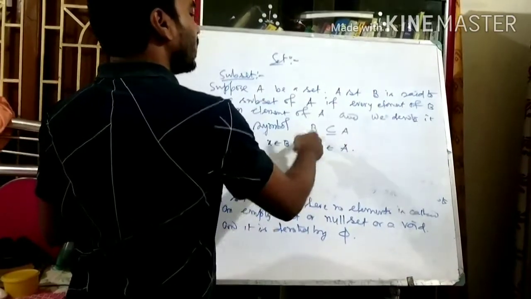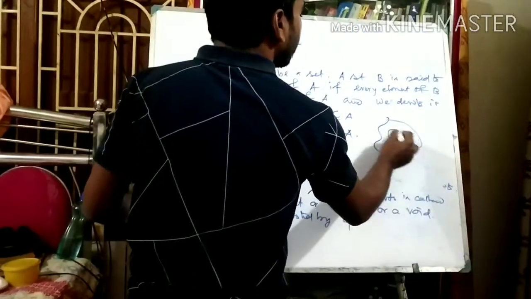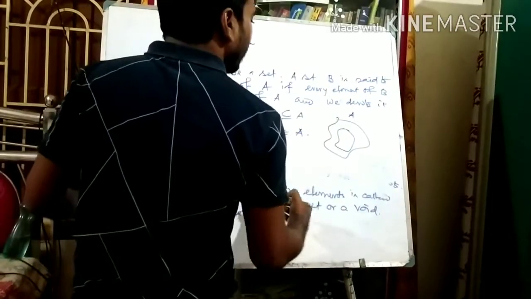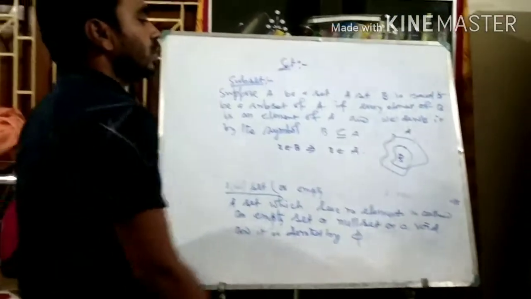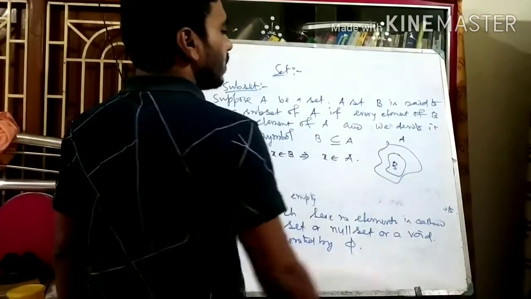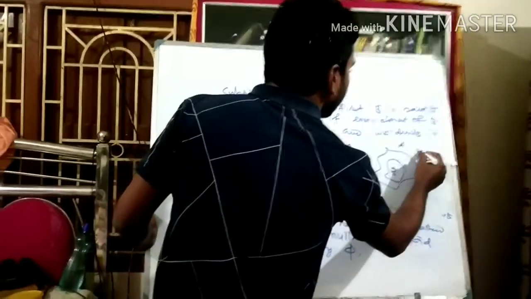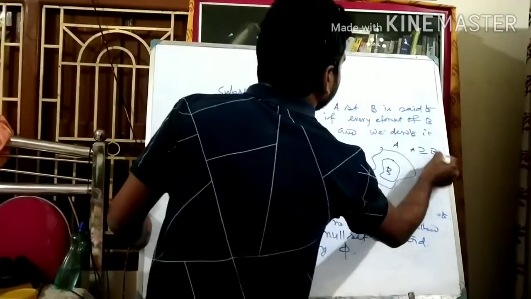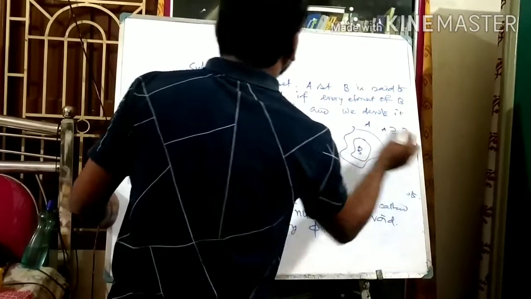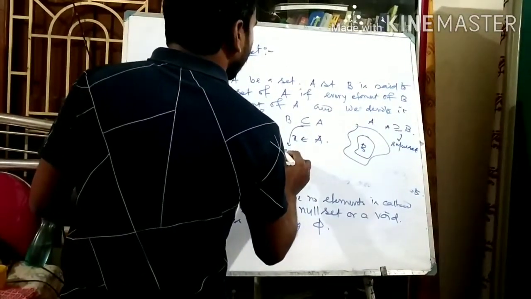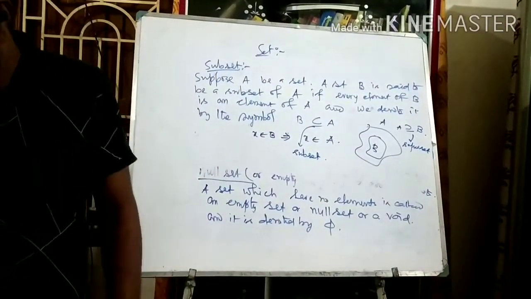We can also say that if B is a subset of A, then A is a superset of B. Geometrically it can be thought of as this is my A, the bigger set, and this is my set B. So this shows that B is a subset of A, or in other words A is a superset of B. This is the notation for superset, and this notation stands for subset.